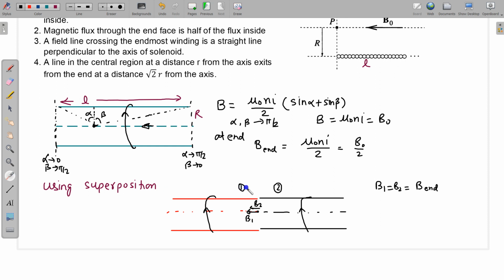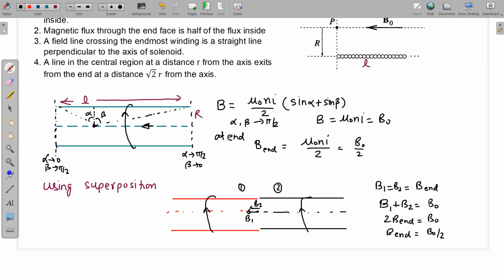This region which is shown in this diagram will be the central region for this solenoid of length 2L, and this B1 and B2 after adding should give the magnetic field equal to B0. So B1 plus B2 must be equal to B0, because this is the same ideal solenoid. B1 plus B2 should be equal to B0, and this is twice B end, equal to B0, and B at the end will be B0 by 2.